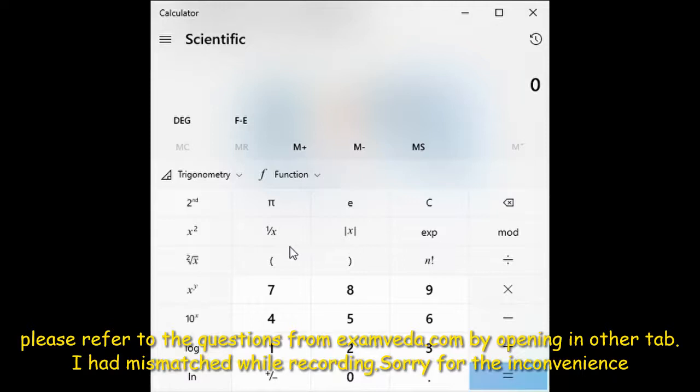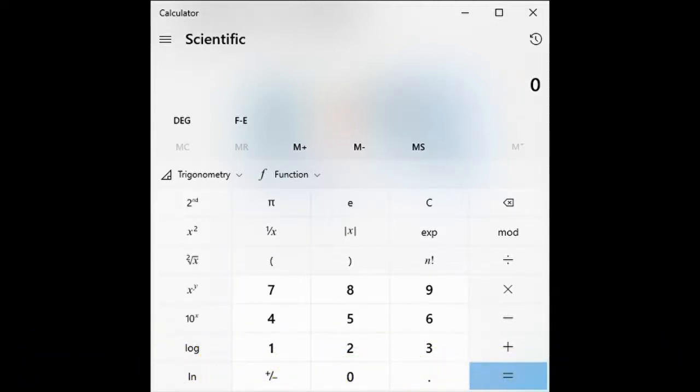The answer we calculated is right. Here they have given it in terms of milliamperes, but we calculated in terms of amperes. So the answer is wrong.